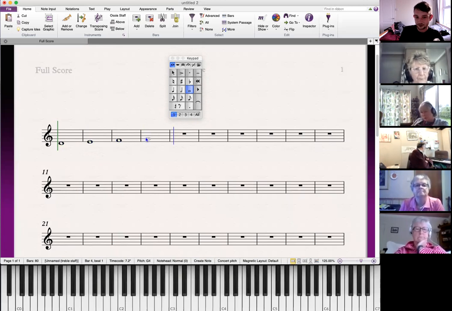So we've got D, E, F, G. Okay, good so far. And then we've got A. So that's the sixth note, 6 notes. So D, E, F, G, A. And then we come to the B. So that's going to be the B flat.